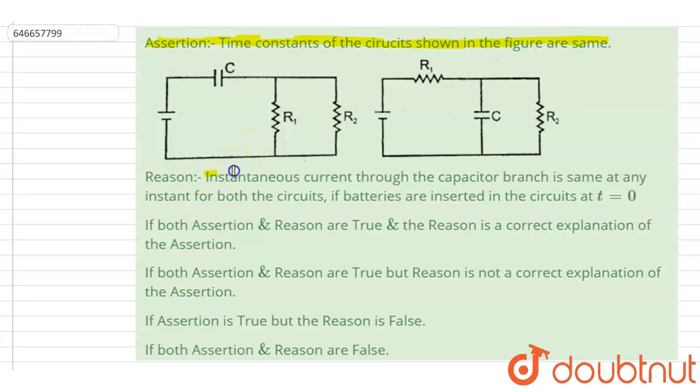Hello everyone, here the assertion says that the time constant of the circuits shown in the figure are same. Reason says that the instantaneous current through the capacitor branch is same at any instant for both the circuits if the batteries are inserted at t equals to 0 in the circuit.